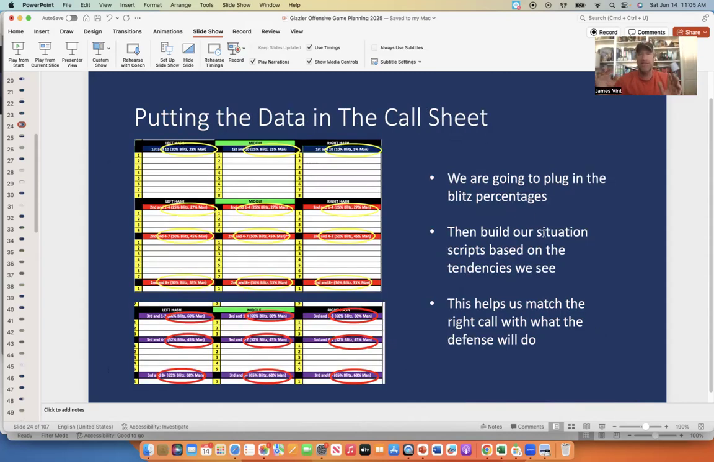Now we take this data. Now here's what I do. I get their blitz percentage and I put it in my call sheet. This is what our call sheet looks like.